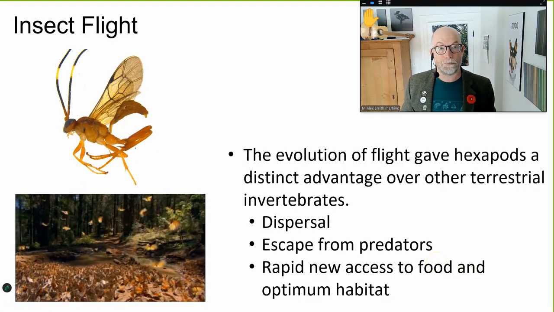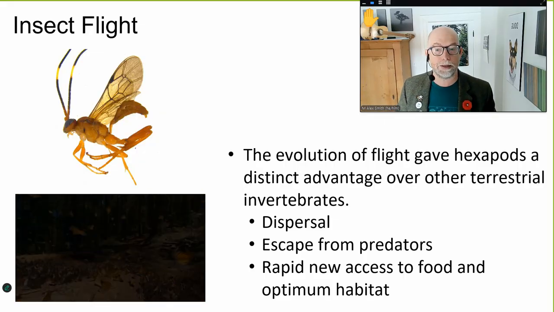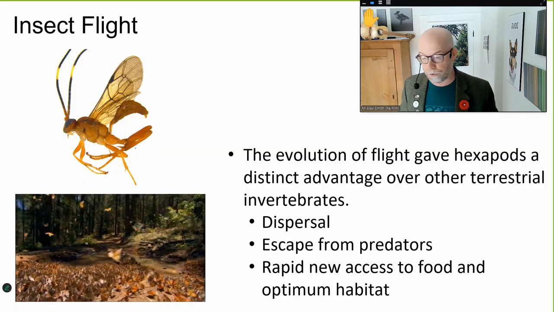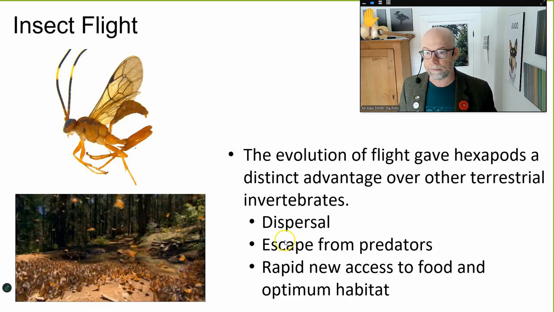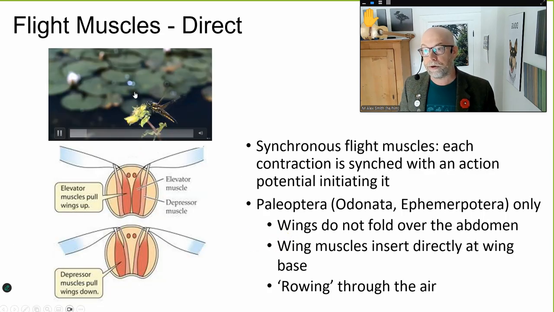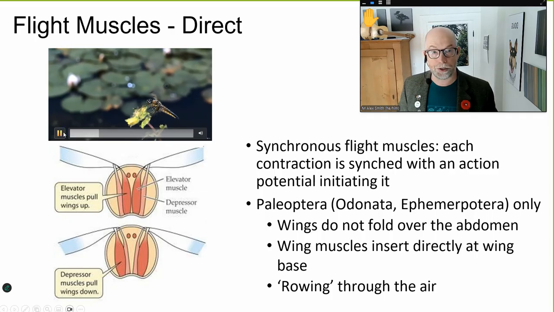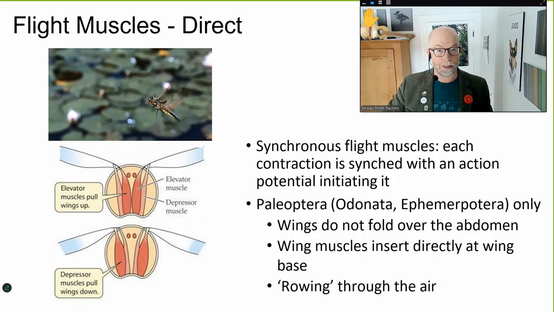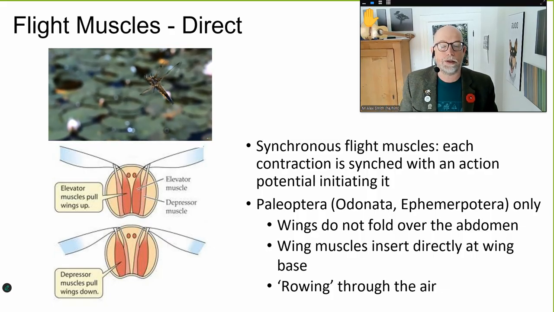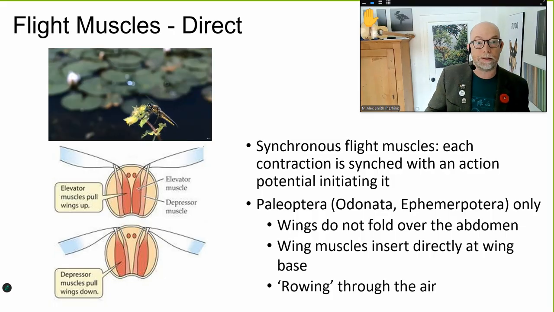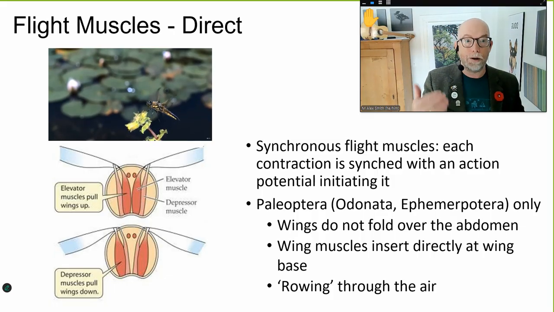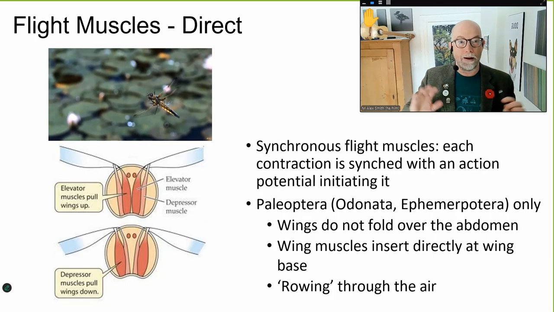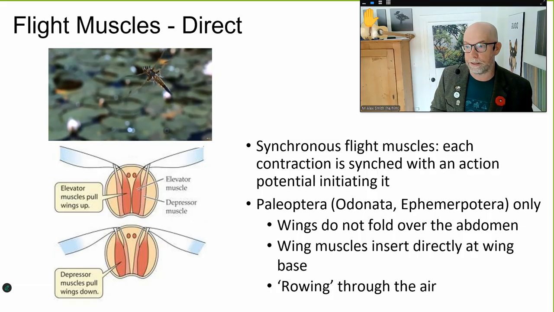So this evolution of flight and the folding of the wings gave hexapods a distinct advantage, that they could disperse, they could escape from predators, and have rapid access to food and to optimum habitats. Now, how they go about doing it has changed. Flight has likely evolved only one time within the insect lineage. That's also incredible when you think about the diversity of lineages, that this is not convergent, that in lineages where we don't see flight, they have secondarily lost it. That speaks to how evolutionarily successful this was as a strategy.